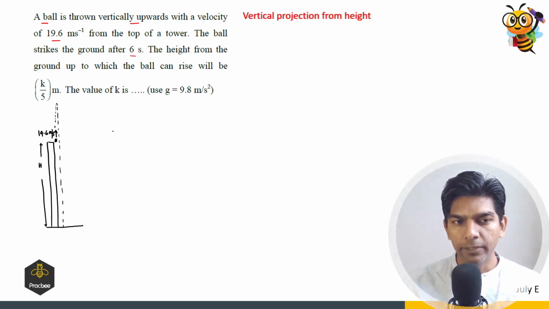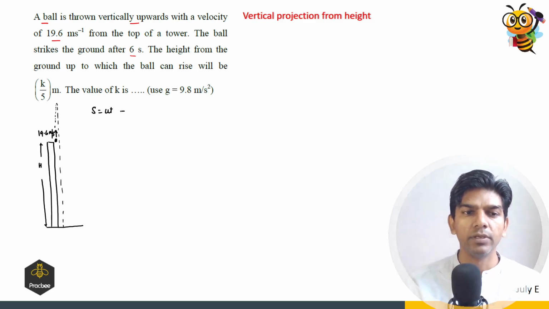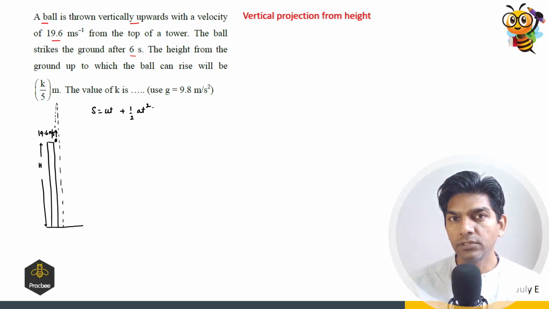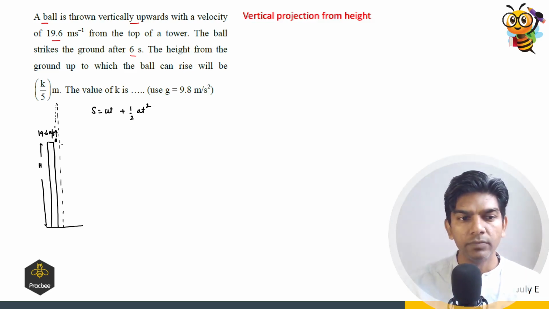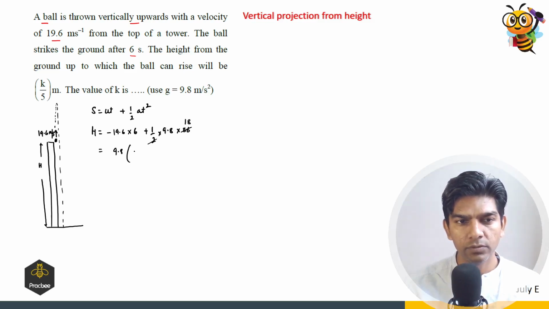Now time is given, right? So I'm going to apply the second equation of motion, S equals ut plus half at square. By using this equation, we'll be able to find the height of the tower. I'm assuming downward direction is positive. So h equals minus 19.6 times t, which is 6, plus half g, which is 9.8, times t square, which will be 36. So this will give us 18. Now from this 9.8 will be common, so we'll have minus 12 plus 18. That will be 6 times 9.8.